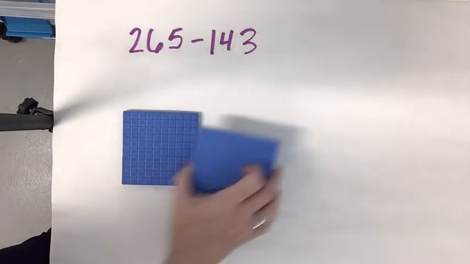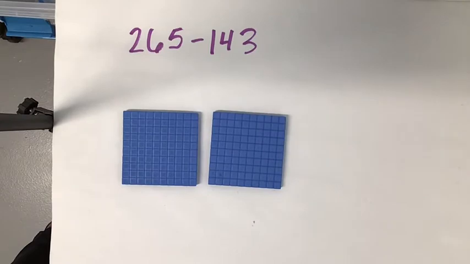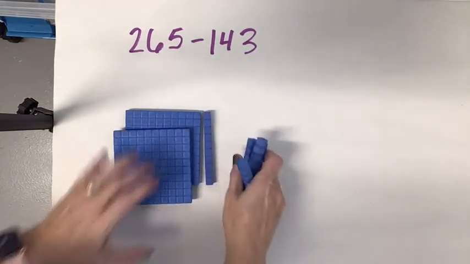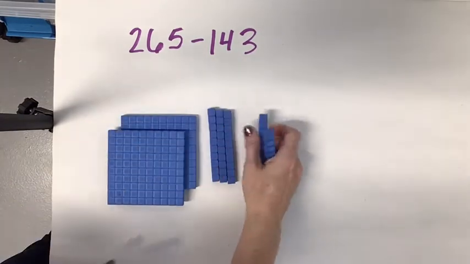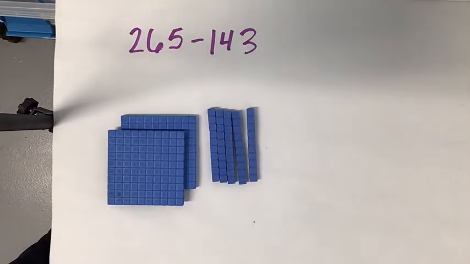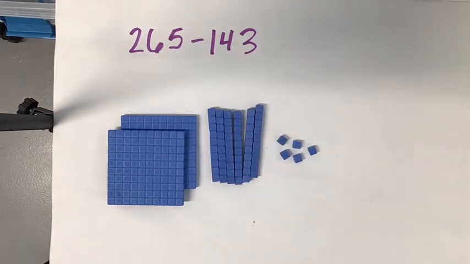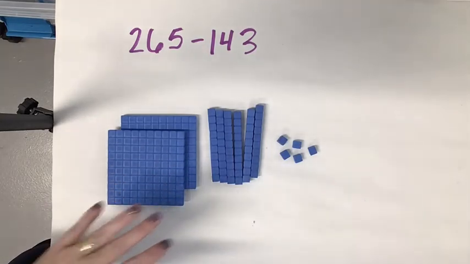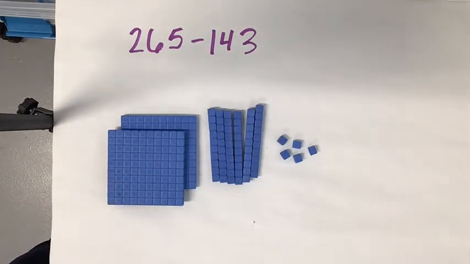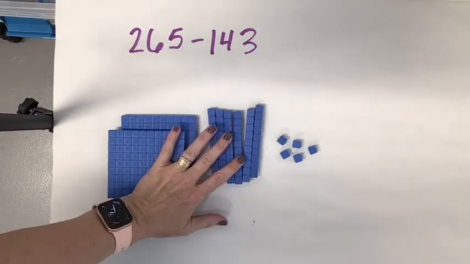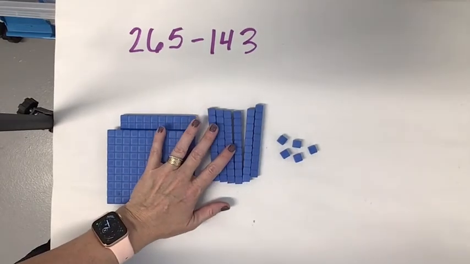So I have 265: 200, 30, 40, 50, 60, and 1, 2, 3, 4, 5. I'll get it where you'll be able to see everything. And I'm taking away from the 265. So there's no need for me to build 143. I'm taking 143 out of what I have here.